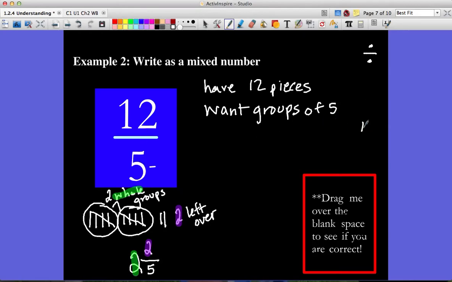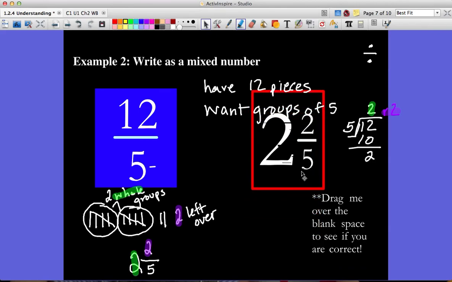So if I take my numbers and do the long division, 12 divided by 5, I know 5 goes into 12 two times. I have 2 left over. So what I got, the whole group set I could make, becomes my whole number, which was 2. And then because I had a remainder of 2, my remainder of 2 becomes my numerator. And we can go ahead and check our answer. And we should have gotten 2 2/5.